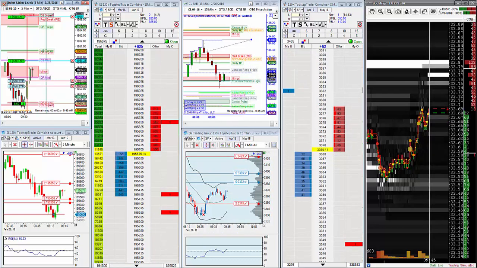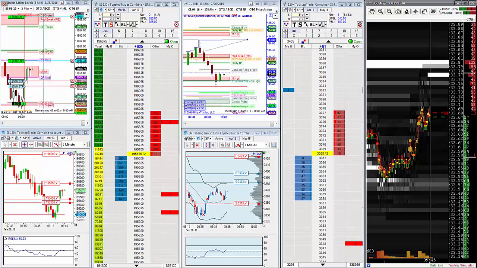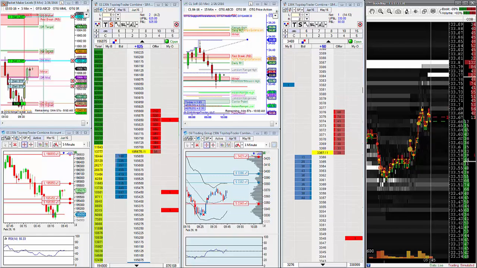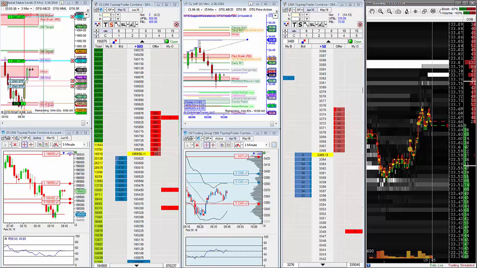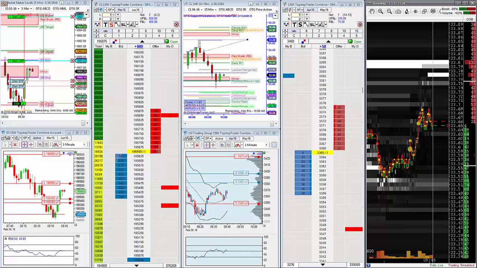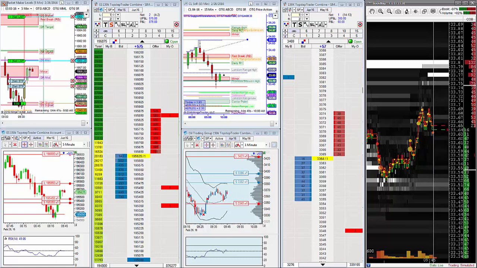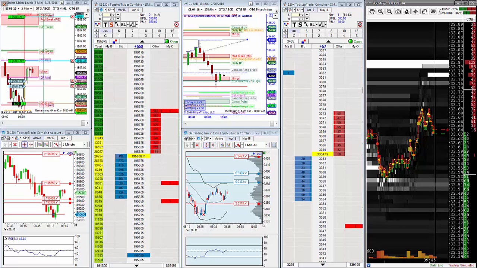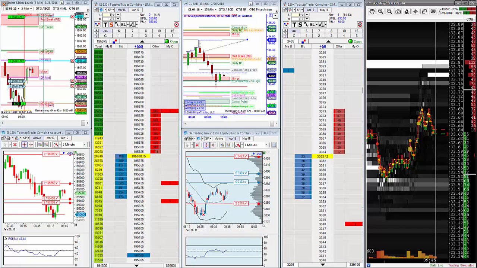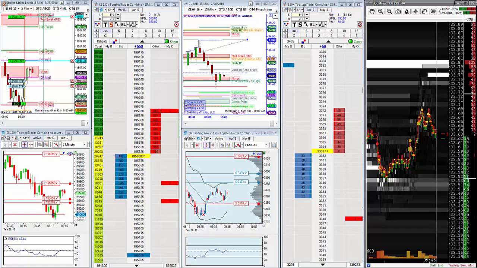16 minutes till the top of the hour. So 56 quarter, 56 half. We triple topped up there now on the 5 minute. If we break that 57 quarter, I suspect we'll get our target. So right now I'm at 48 on the trail stop on the CL.